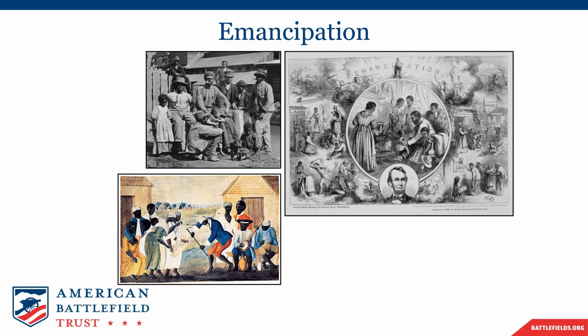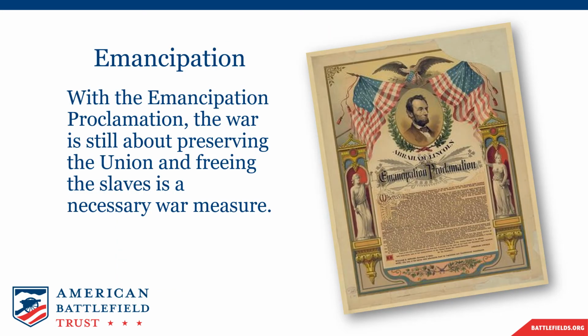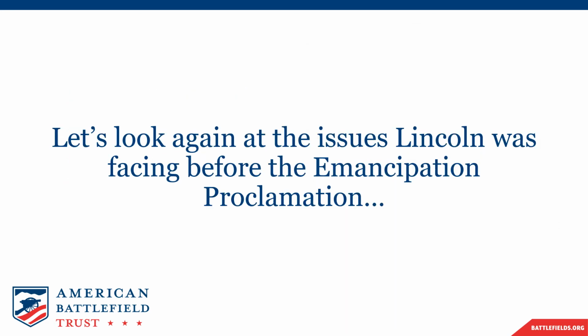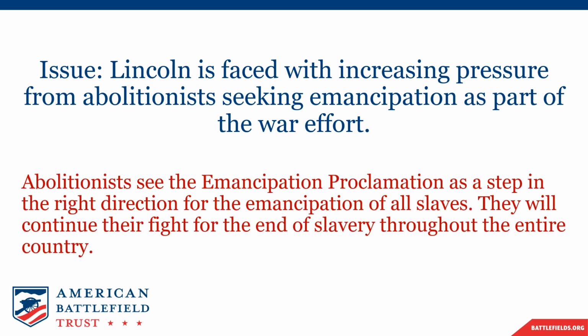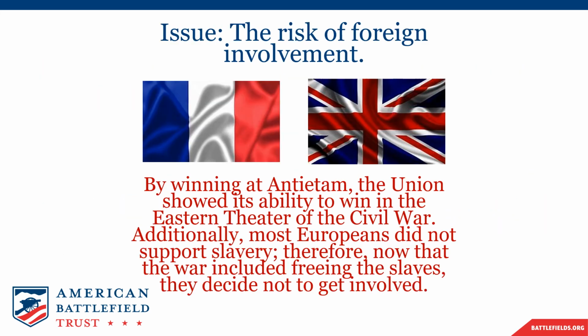Now that the Union has won, Abraham Lincoln now has what he desires to issue the Emancipation Proclamation. All right, and emancipation is essentially setting those slaves free. With the Emancipation Proclamation, the war is still about preserving the Union, and freeing the slaves is a necessary war measure. Let's look again at the issues Lincoln was facing before the Emancipation Proclamation. Issue: Lincoln is faced with increasing pressure from abolitionists seeking emancipation as part of the war effort. Abolitionists see the Emancipation Proclamation as a step in the right direction for the emancipation or the freedom of all slaves. They will continue their fight for the end of slavery throughout the entire country, but this is definitely the first step. You can stop it in some areas, you can get it stopped in all of them.